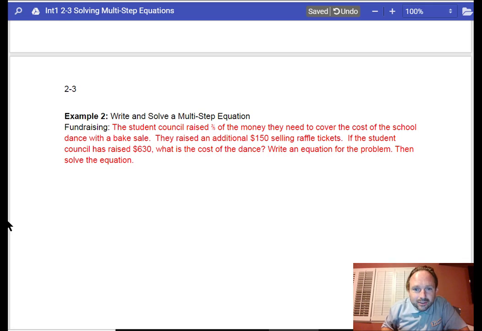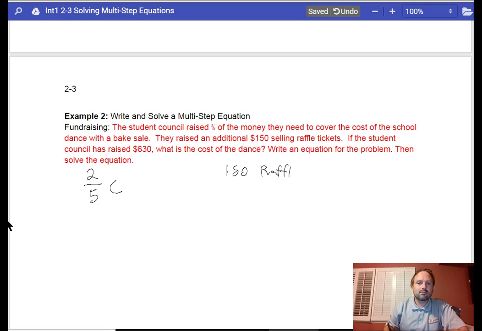The student council raised 2/5 of the money they need to cover the cost of the school dance with a bake sale. Well, that's nice. So 2/5 of the cost. So what if we say 2/5 of the cost C. They raised an additional 150 selling raffle tickets. Okay, so they had 150 for raffle tickets. And if the student council raised 630, what's the cost of the dance? So 630, the council raised that much.